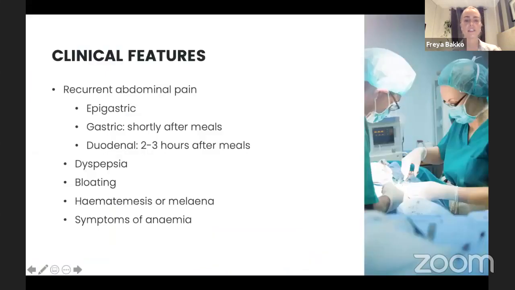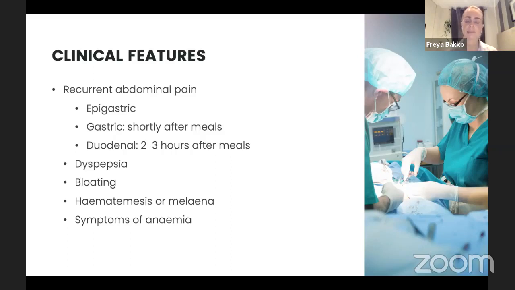So what are the clinical features of peptic ulcer disease? Patients often present with recurrent abdominal pain. This is the most common presentation. It's usually epigastric and it's often related to meals. For gastric ulcers, they often present with pain shortly after meals, whereas in duodenal ulcers, it's usually 2 to 3 hours after meals. You might have heard patients say that they present with pain when they're hungry, but actually it's due to the emptying of the stomach contents, so about 2 to 3 hours after they've eaten.